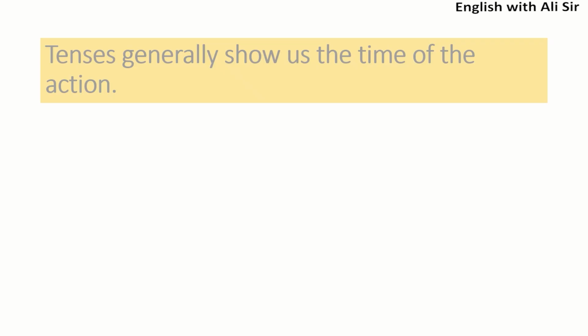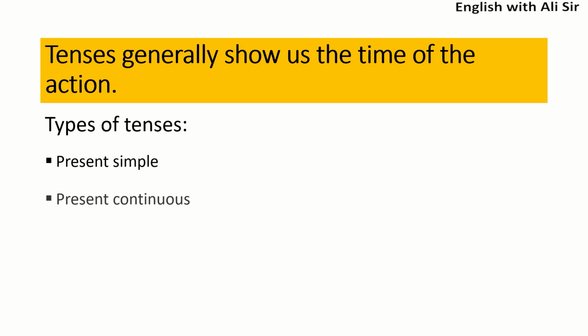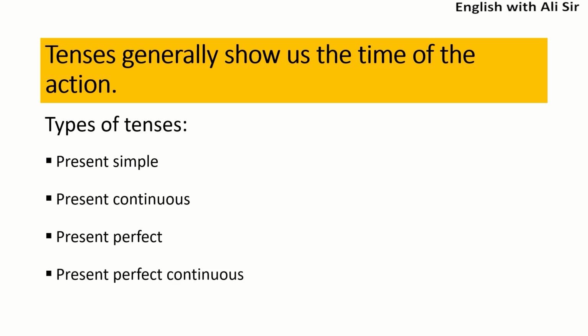Tenses generally show us the time of the action. Verbs carry the responsibility of showing the time when the action was done. There are generally four types of tenses. Present tense has four types: present simple, present continuous, present perfect, and present perfect continuous.